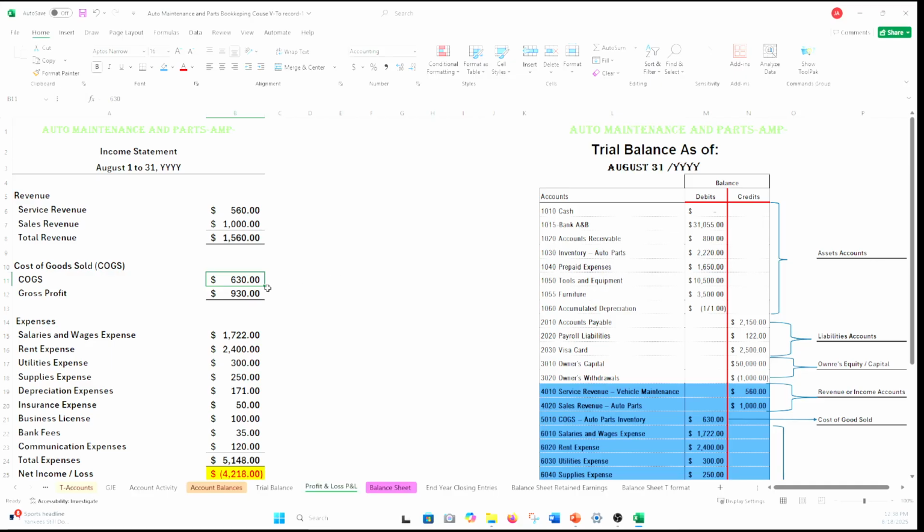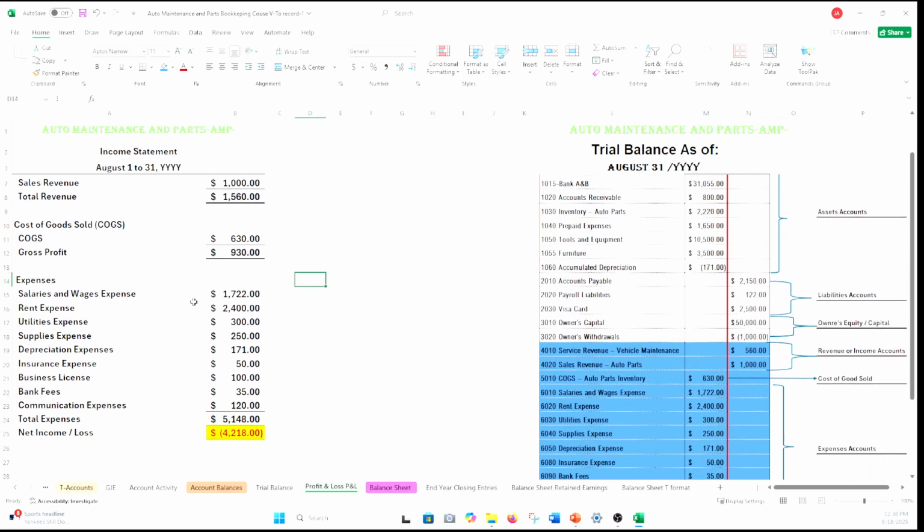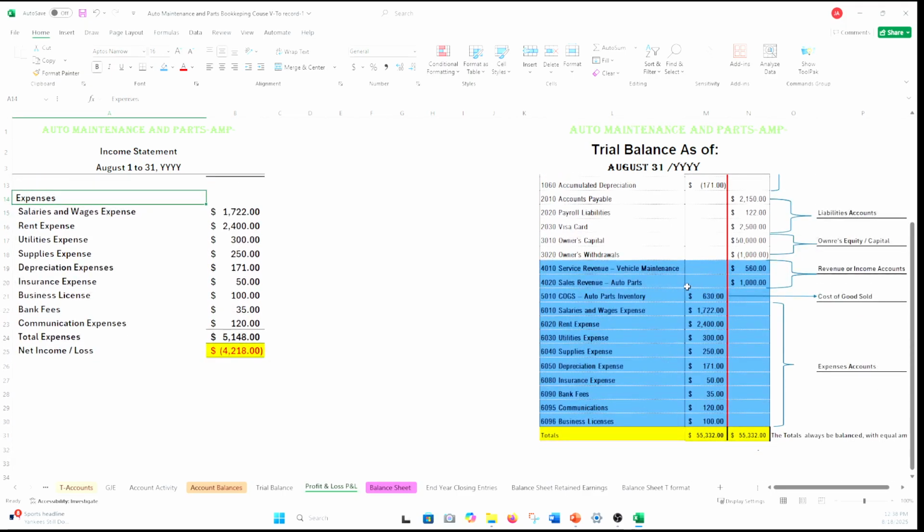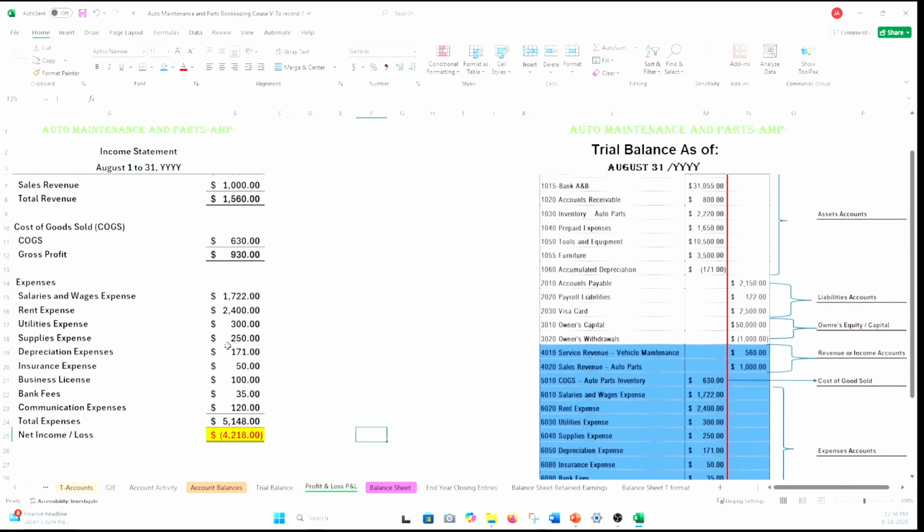Again, we are not talking here about costs like labor, we just put that as expenses, but it could be another way. Anyway, just for exercise purposes, this is what it is. And after that, we list all the expenses. And again, all the information came from the trial balance. So we just list the expenses here.